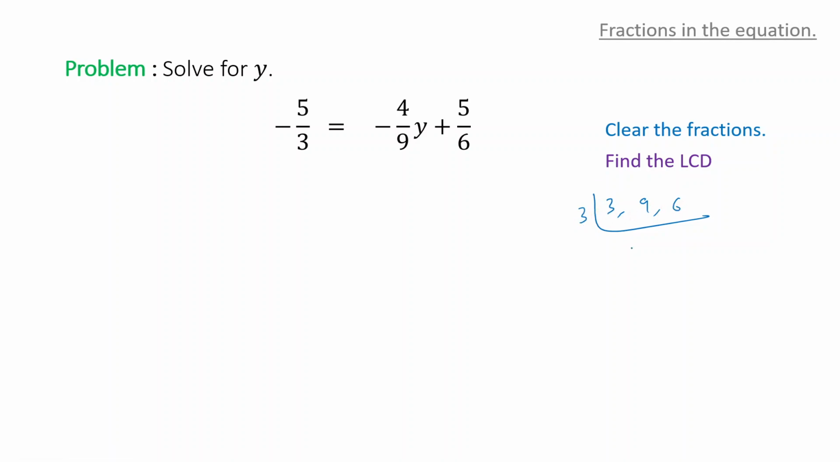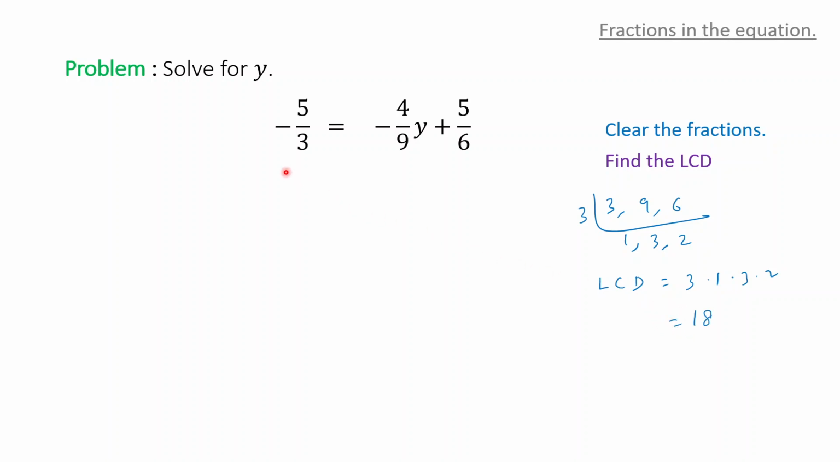3 divided by 3, 1. 9 divided by 3, 3. 6 divided by 3, 2. Now you cannot find a number that can divide at least 2 numbers. So stop here. Now the LCD is multiply these numbers. 3 times 1 times 3 times 2, that is 18.